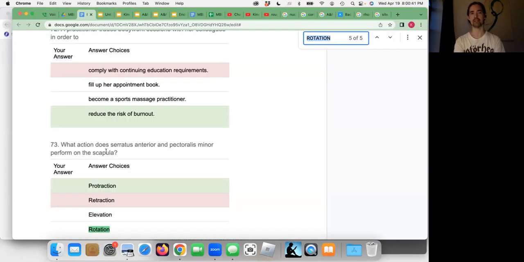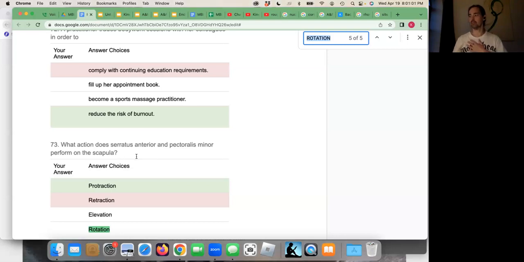Serratus anterior and pectoralis minor. Okay, what action does serratus anterior do? Remember, that's the tip of the scapula wrapping around to the ribs, and then pectoralis minor is from the ribs attaching to the coracoid process of the scapula. What action does serratus anterior and pectoralis minor perform on the scapula? So pec minor would do this to the scapula. It would protract, and also maybe a little elevation of the ribs.